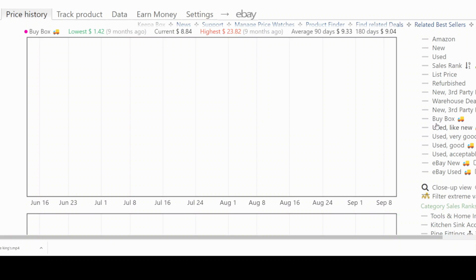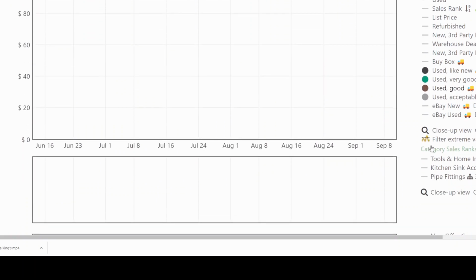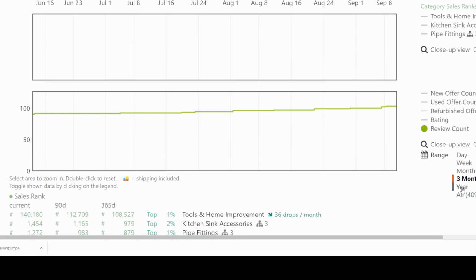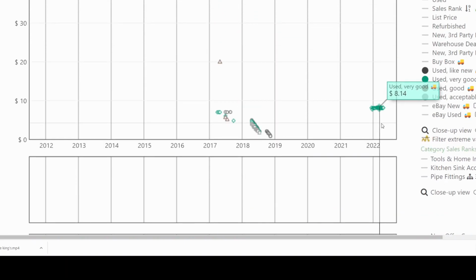All right, next are the used offers. And generally, you won't see used offers on most listings. Typically, you will see used offers on books because a lot of books have different conditions, and that's where you see it. You can turn these on, and I'm going to go down here to see over the year's time. So over here on a year's time, you can see that there were a few used offers. Used very good for $8.14.